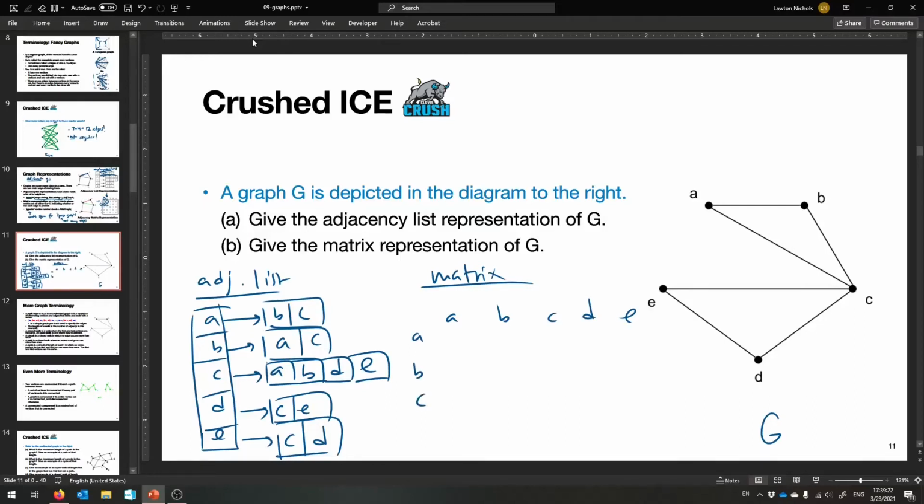A, B, C, D, and E. And then you fill them in. Like, is there something between there? I don't think there's any self-loops in this graph, so we can put a 0 on the diagonal, because E doesn't go to E. Now, we look here. We have to cover all our edges.